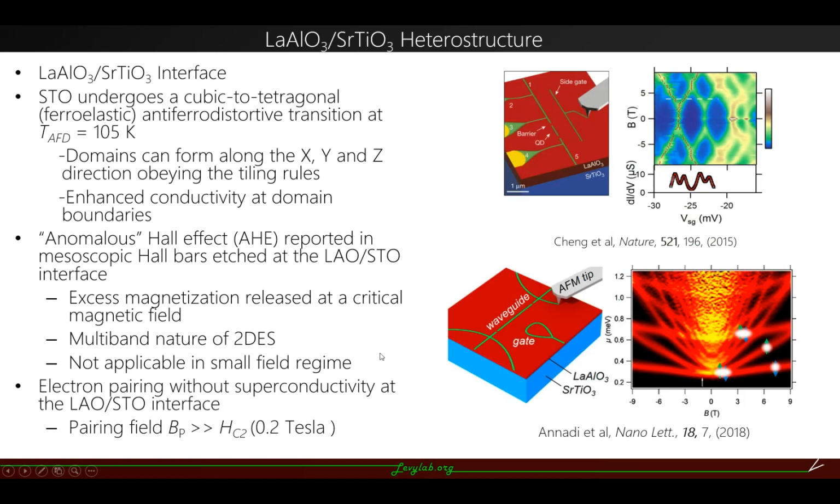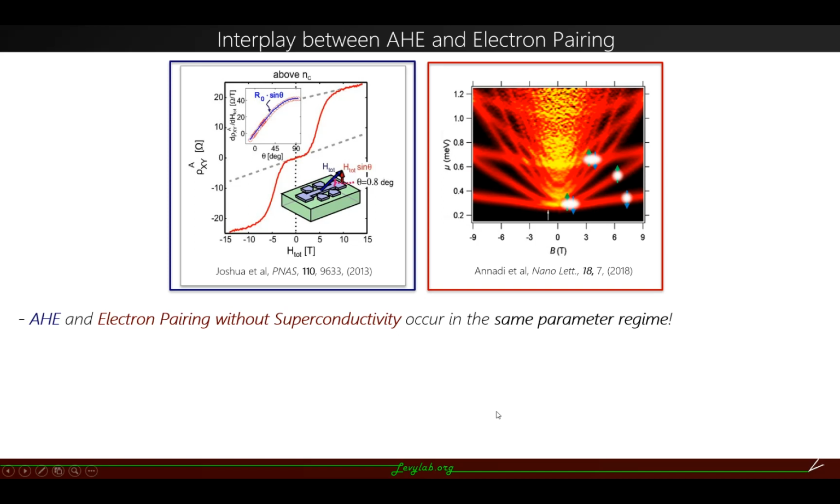Another very interesting property of the LaAlO3 interface is the observance of electron pairing without superconductivity. So back in 2015, we showed that single electron transistors written at the LaAlO3 interface support paired electron states far beyond the superconducting critical magnetic field of 0.2 Tesla. We later showed the same in electron waveguides written at the LaAlO3 interface. So if you notice, there is a very interesting aspect about the anomalous Hall effect and electron pairing without superconductivity, and that is that they occur in the same parameter regime.